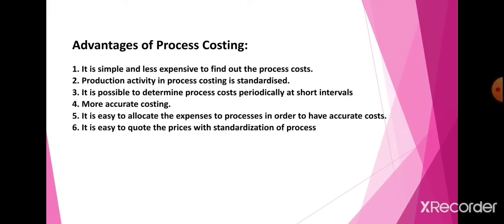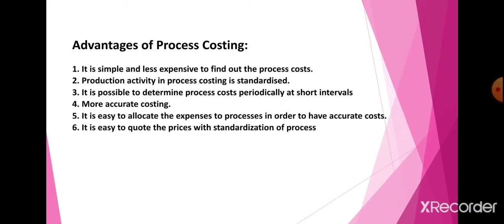Fourth is more accurate costing. In case of process costing, it is possible to allocate expenses to different processes on a rational basis. This results in more accurate costing. Fifth advantage is it is easy to allocate the expenses to processes in order to have an accurate cost. In process costing, products and processes are standardized, hence it is easy to apply standard costing.